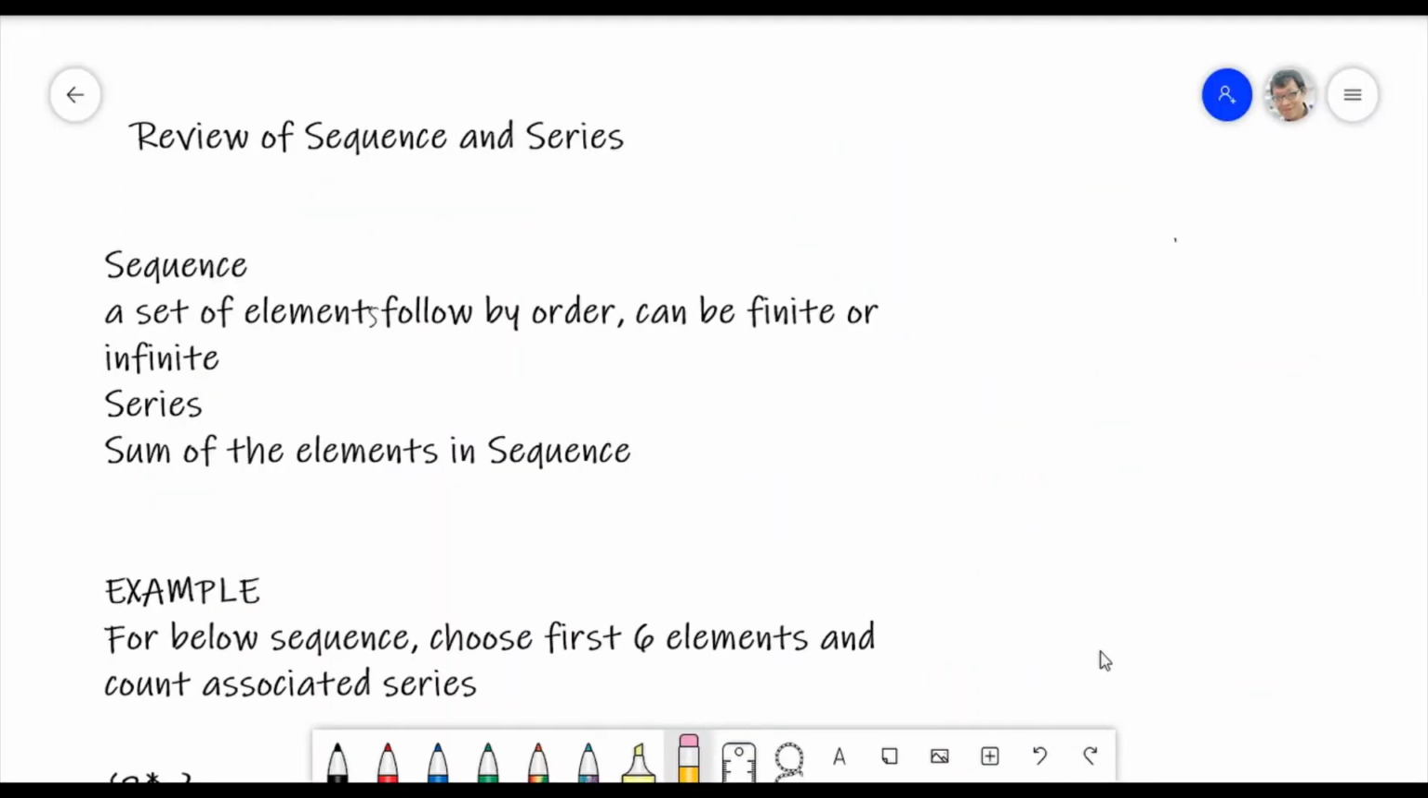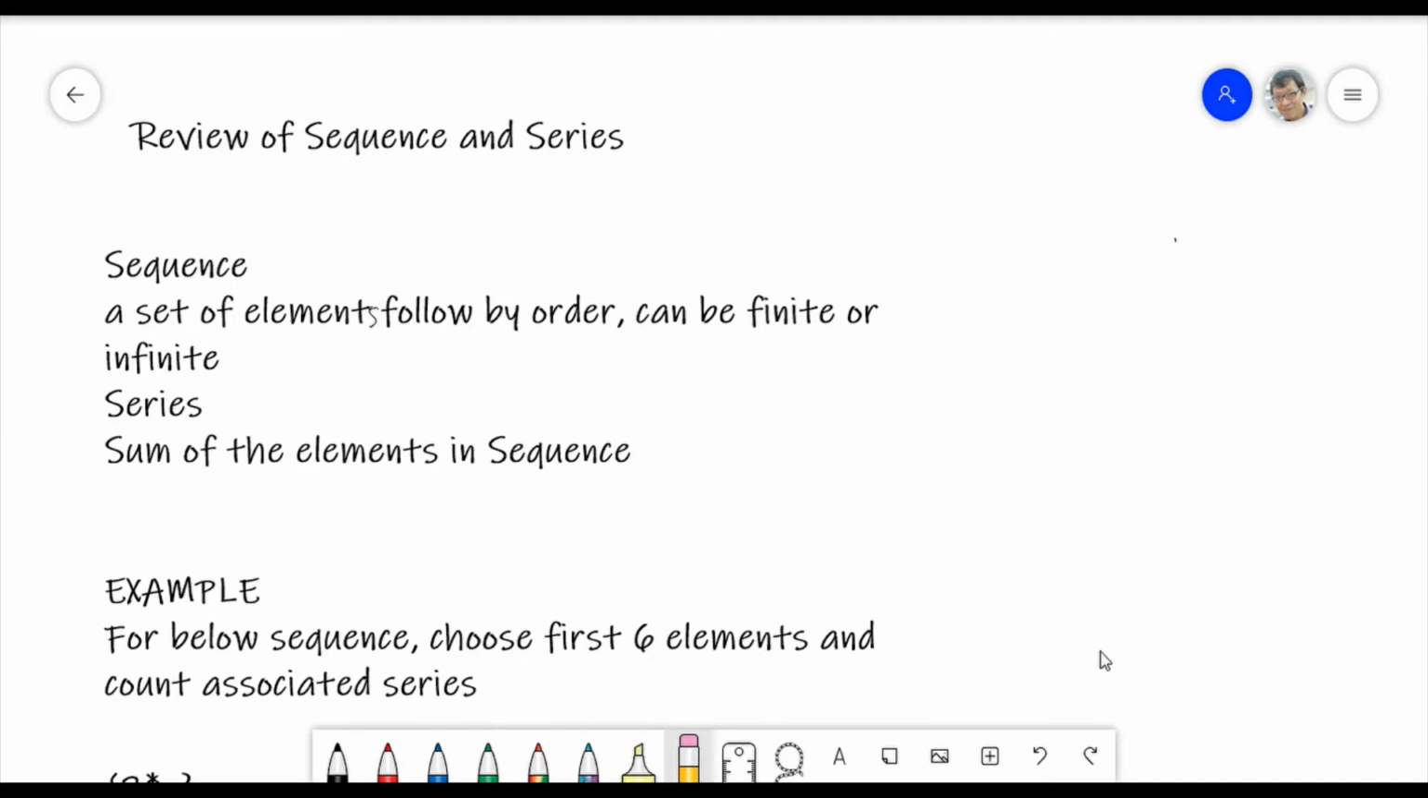Hello everyone. So in this session, let's just review sequence and series, which we should have learned in the previous session, right? So, the sequence and series.